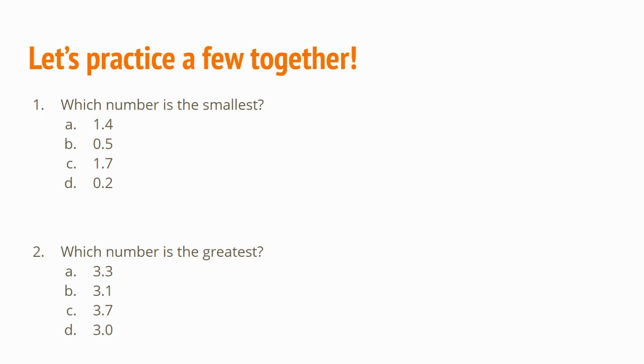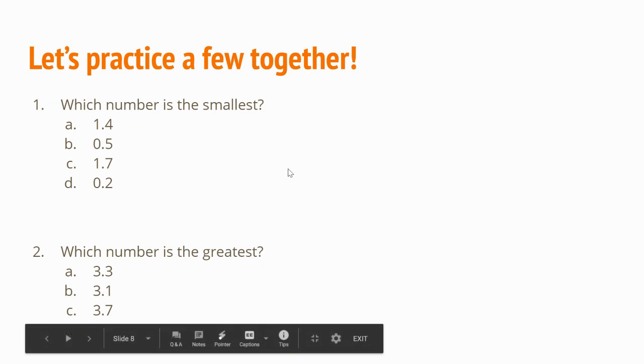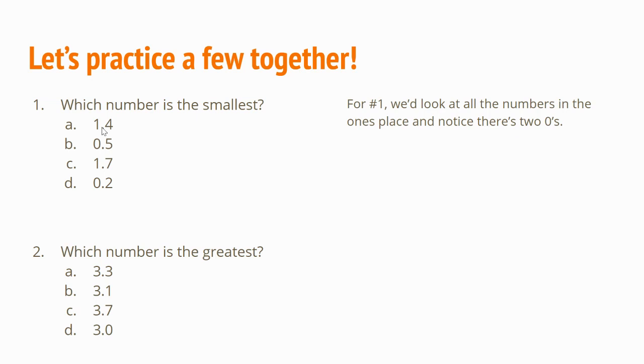Number 1 asks which number is the smallest, and it gives 4 choices. So we're going to look at all the numbers in the ones place. I see a 1, 0, 1, and 0. And I notice that there are 2 zeros. So right away, we know that C and A we can eliminate. They are not the smallest.